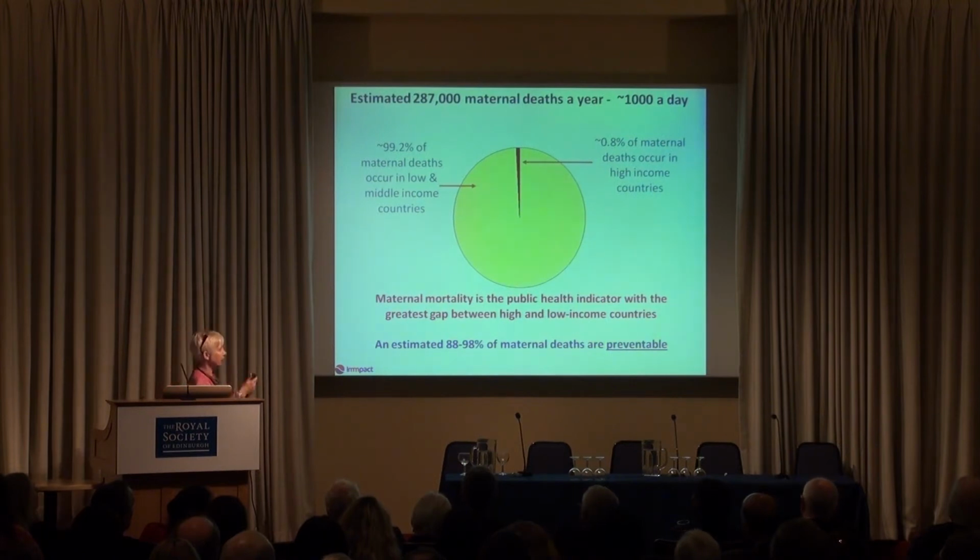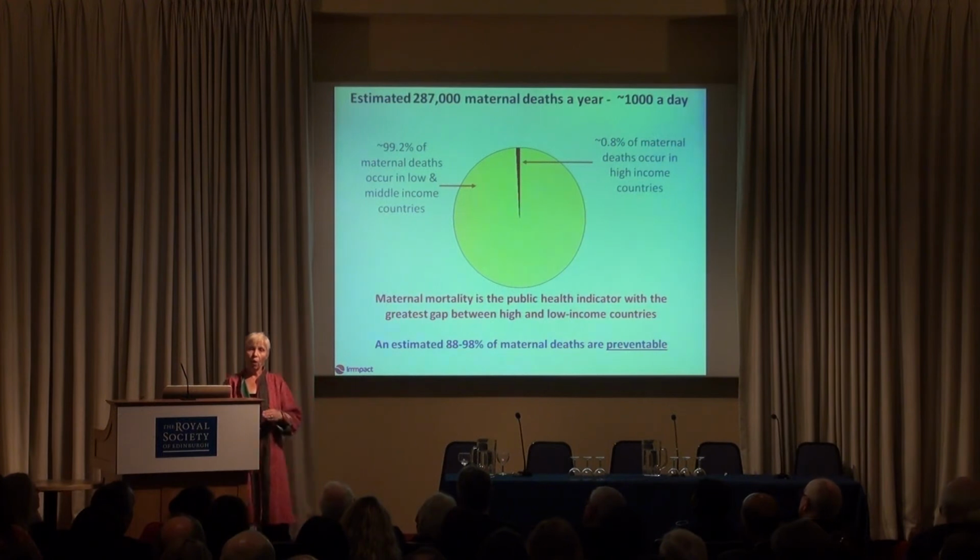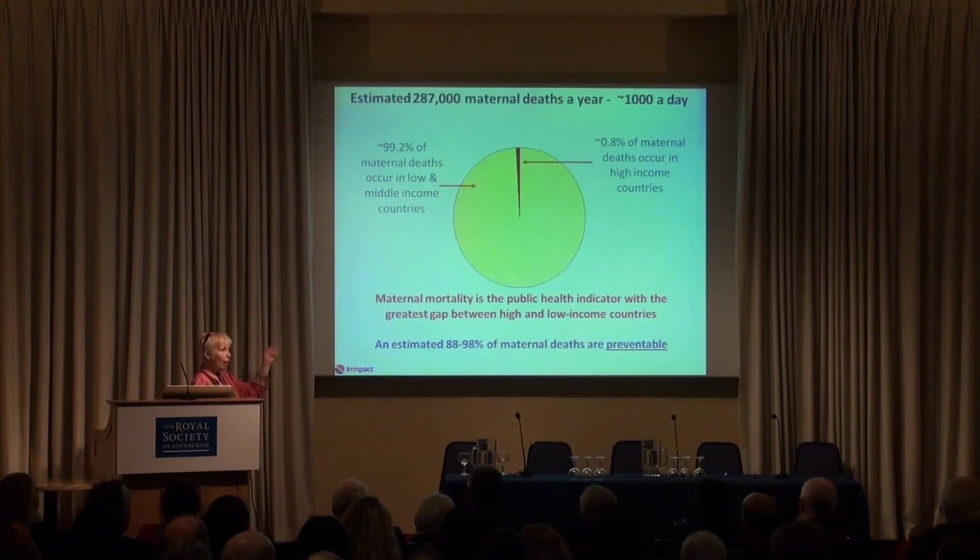Somebody was asking me earlier about the risk of maternal death somewhere like Sweden. 1 in 30,000. Of 30,000 women who enter the reproductive period, 1 is likely to die of pregnancy-related causes. In Chad, 1 in 7. 1 in 7. It's a huge difference in the modern day. And to crown it all, it's estimated that 88 to 98% are preventable.